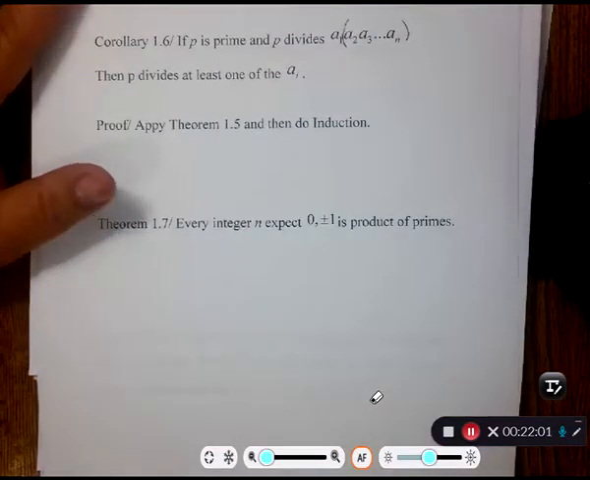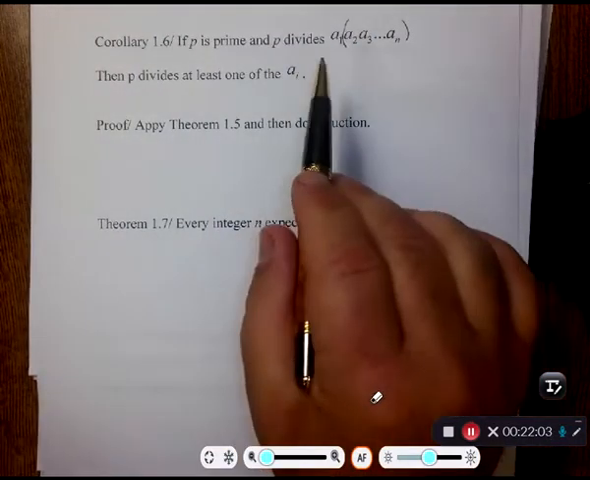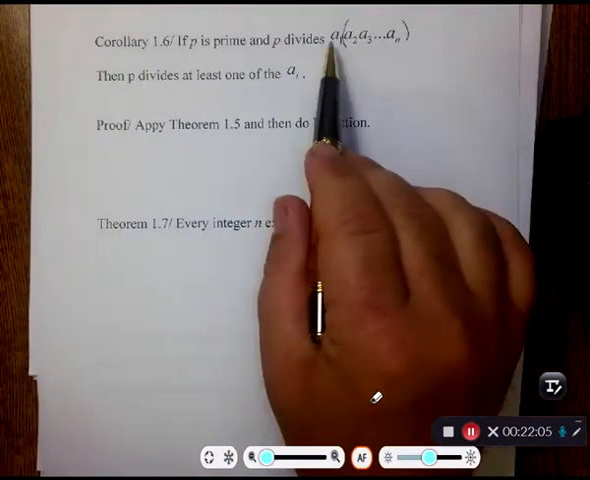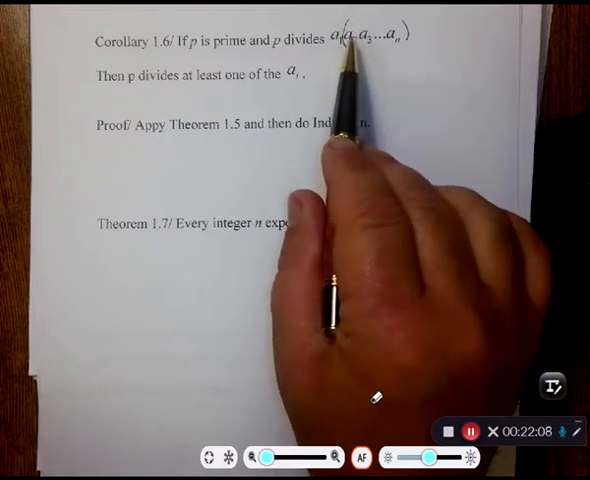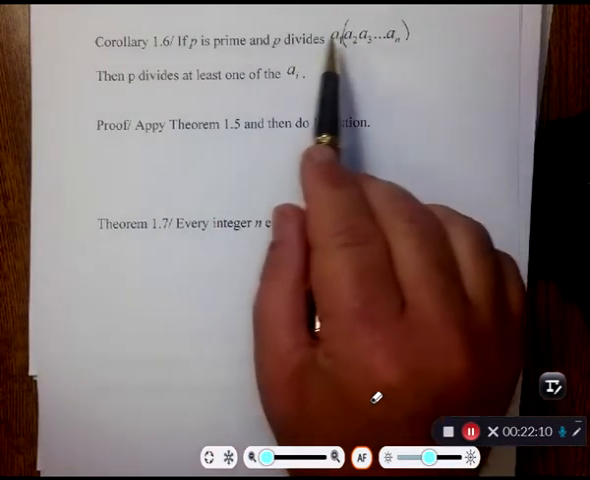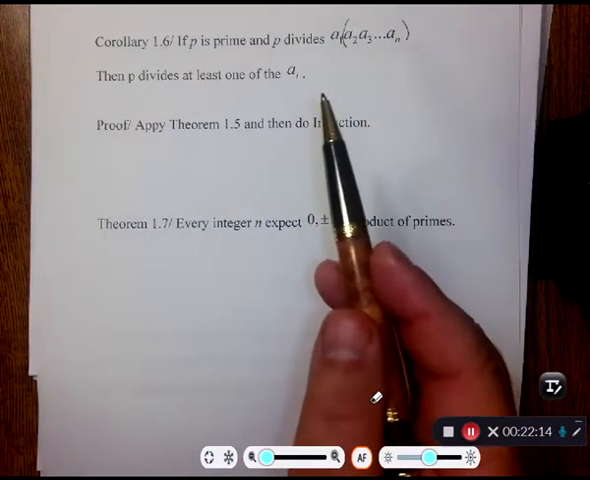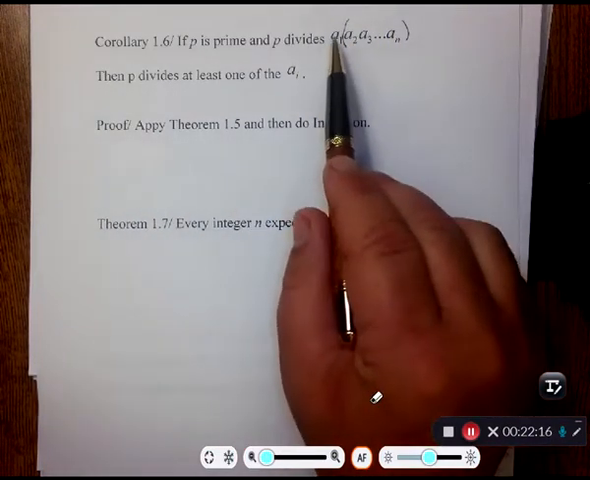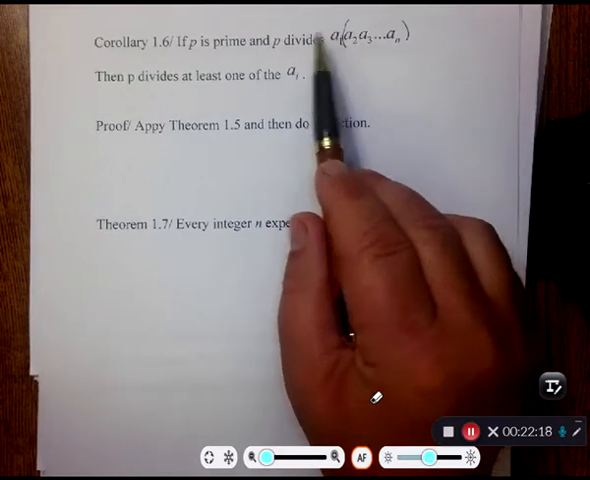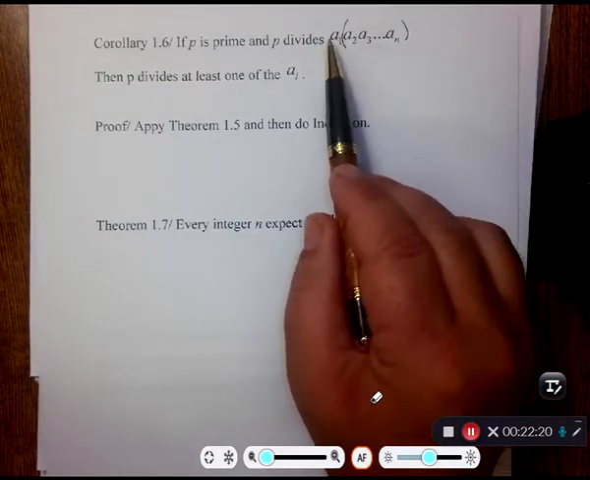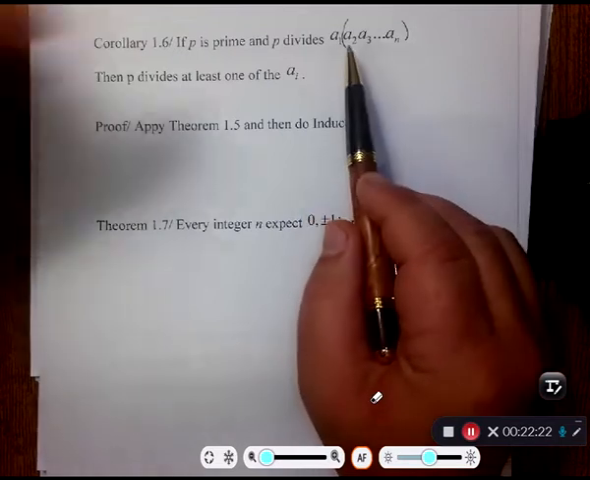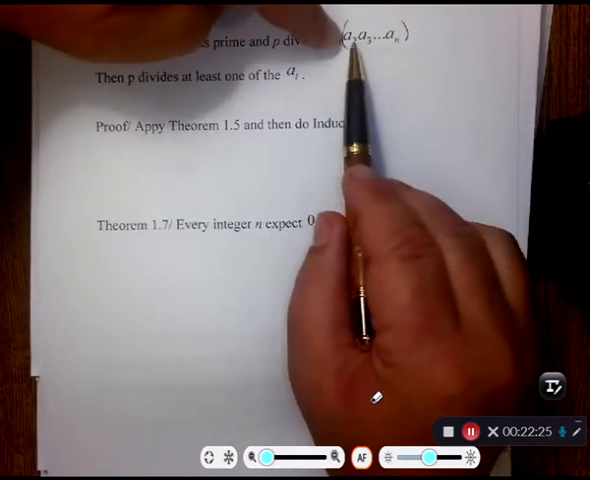So you put little parentheses around. So now you focus on basically two things: either A1 times the rest of them. If P divides A1 times the rest of them, according to Theorem 1.5, then either P divides the first guy, A1, or P divides the rest of them. Well, if it doesn't divide A1, then throw him out of the mix. Then you've got P dividing the rest of them.